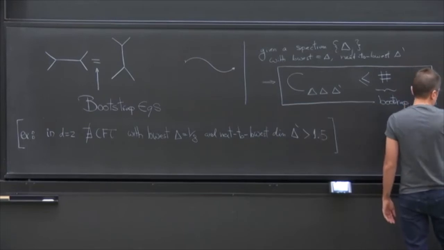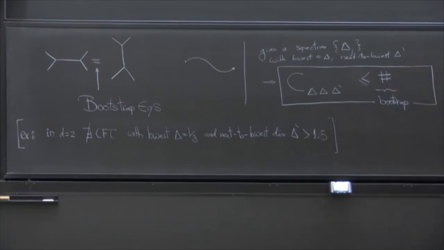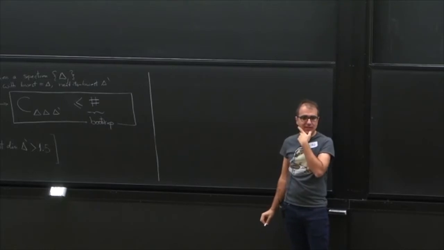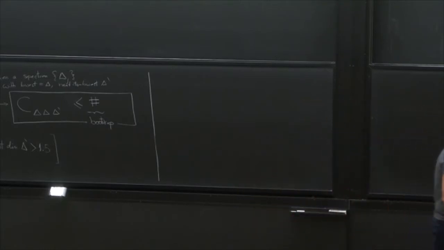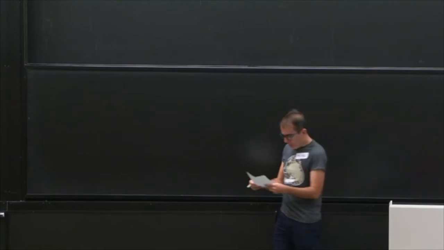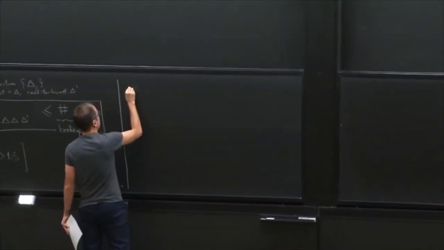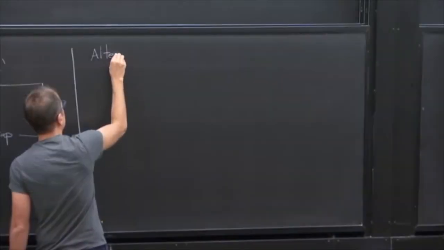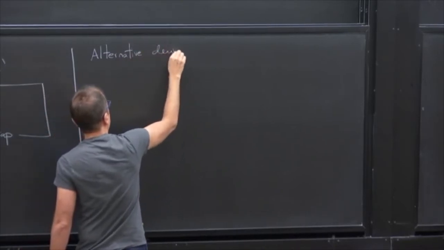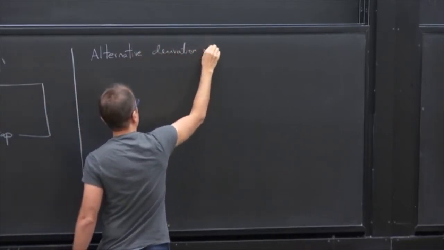Now, I want to tell you how we would go about finding these blocks in a more clever way. I feel like it would be a bit sad if I didn't tell you. So was this explained in the CFT lecture? How would we find the conformal blocks? No? Okay. So let's discuss a little bit of an alternative derivation of the blocks.